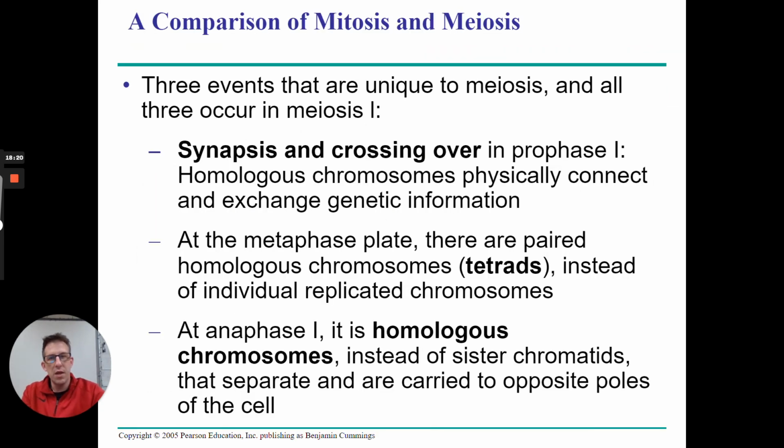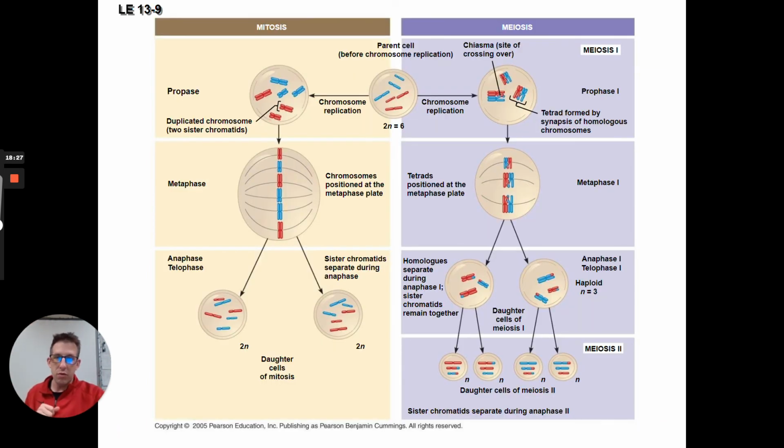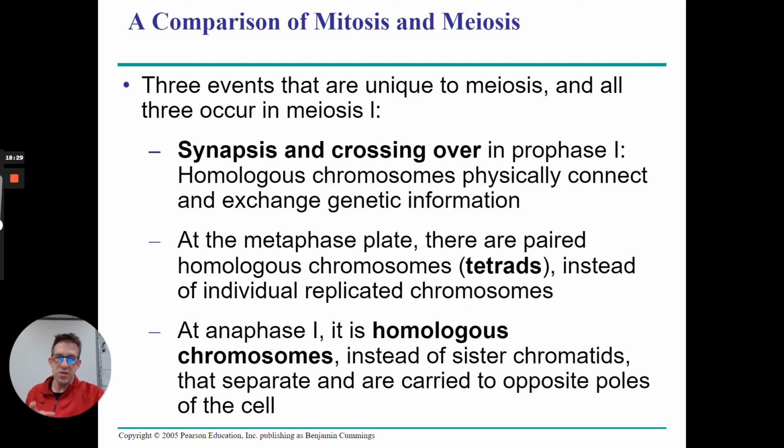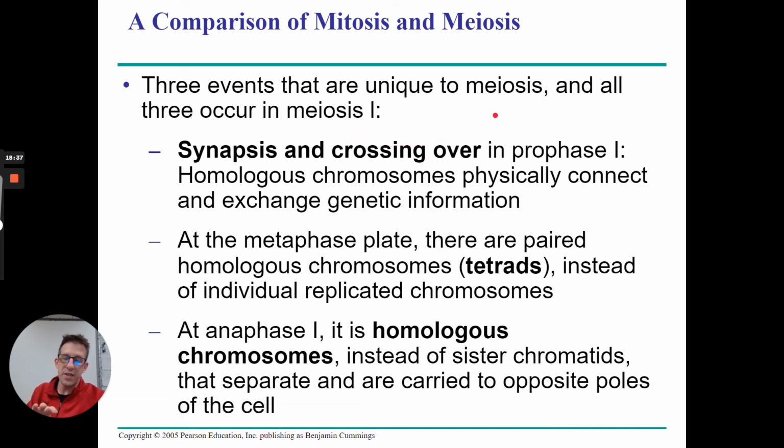All right, so this slide here, and this slide here, and this slide here, I think are going to be great for comparing mitosis to meiosis. These 3 events right here are unique to meiosis, and they are 3 of the events that I spent time expressing to you that you should know. And all 3 of these events occur in meiosis 1.